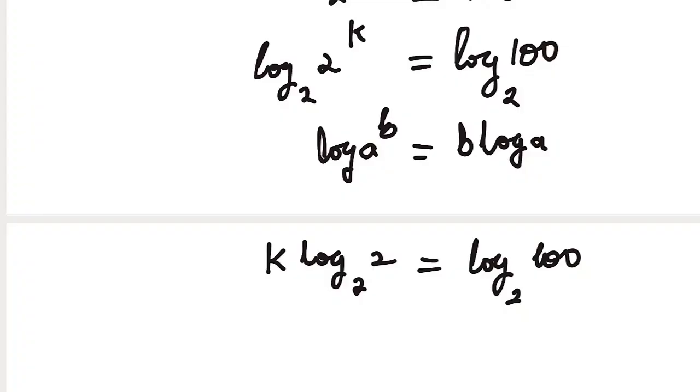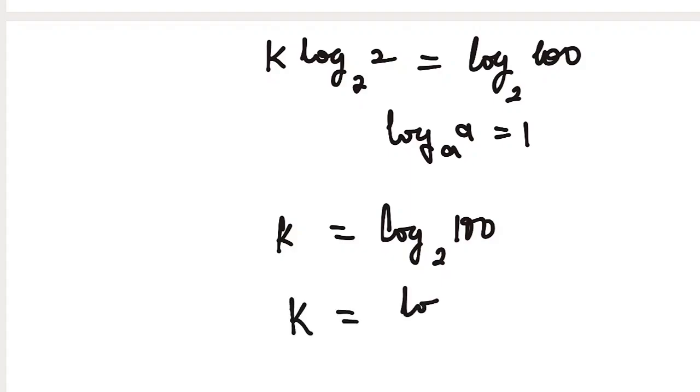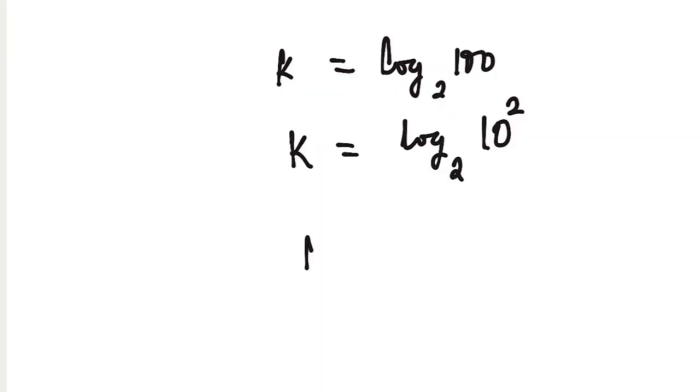According to this, what's the next thing we're going to do? You can see that log base 2 of 2, when you have log a base a, is going to give us 1. So log base 2 of 2 gives us 1, then k will be equal to log of 100 base 2. Then we can have k equals log base 2 of 10 to the power of 2. So moving on, we have k equals 2 log 10 base 2.